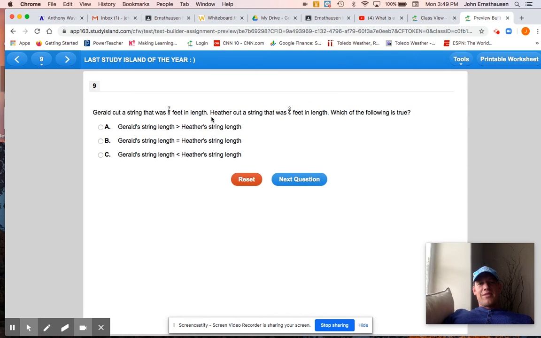Gerald cut a string that was 7/8 feet in length. Heather cut a string that was 3/4 feet in length. Which of the following is true? You're making a comparison here.